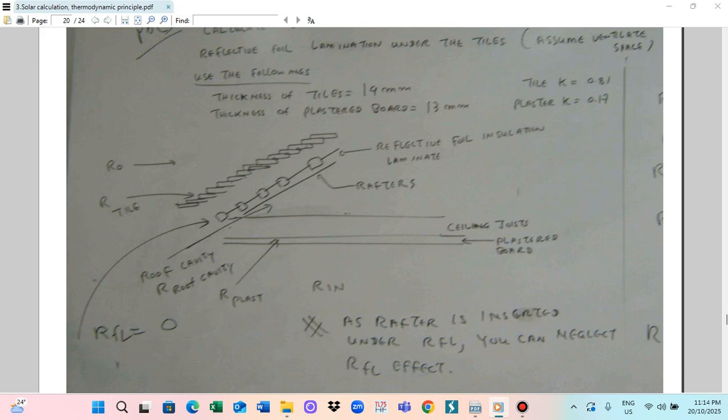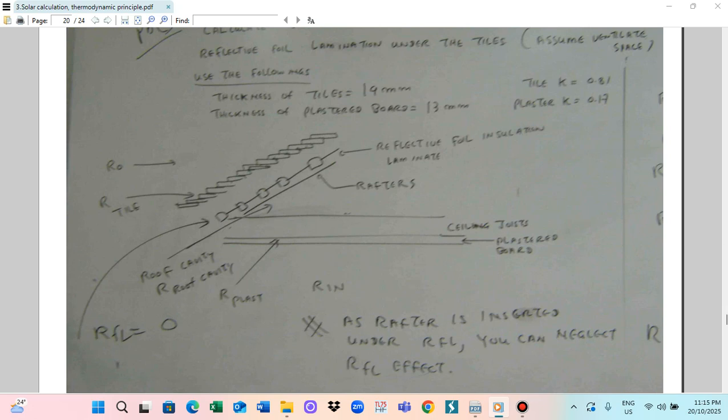So you cover this one with this one, so these portions are no longer reflective. This is why the rafter is put under like this. So this is the reflective point like this, and then you put the rafter like this. So this one will not reflect, so you can neglect it, as well as the RFA.